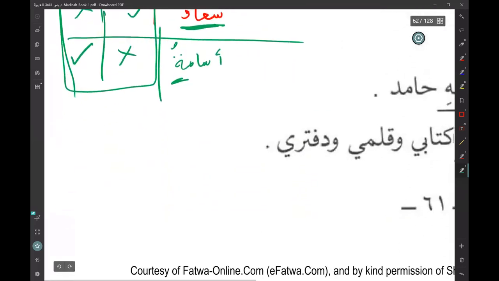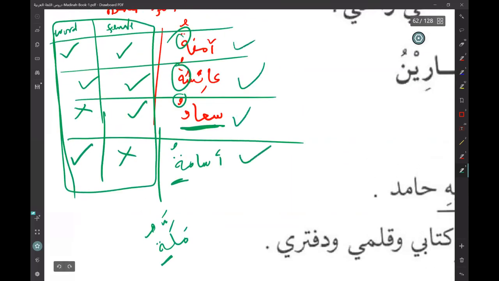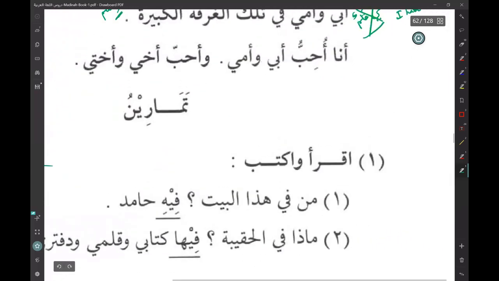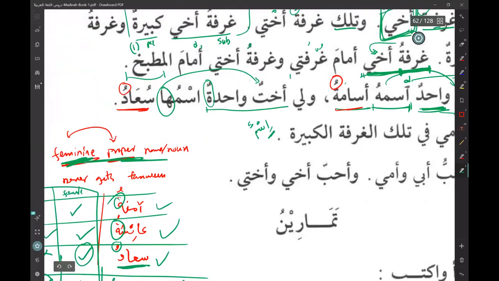The easiest way to think of it: for example, Makkah. This is not a person, but the word is feminine because it has ta marbuta and it is a proper noun. As long as it is a proper noun with ta marbuta, it doesn't matter, it cannot take tanween. So the main thing to remember is it has to be a proper noun.